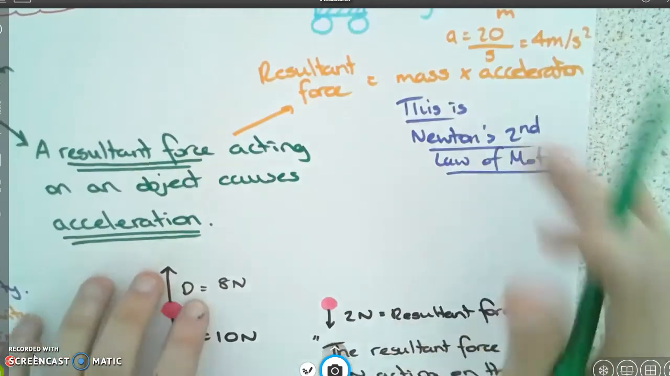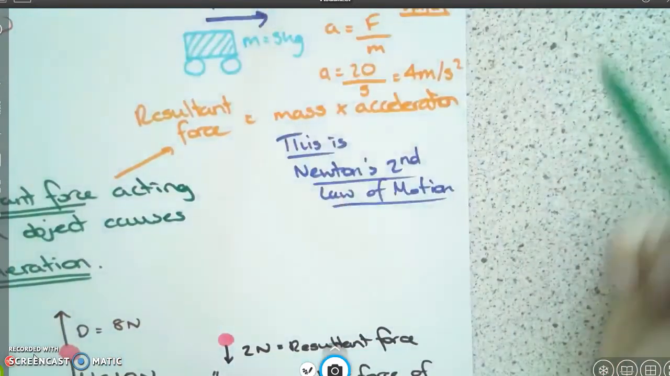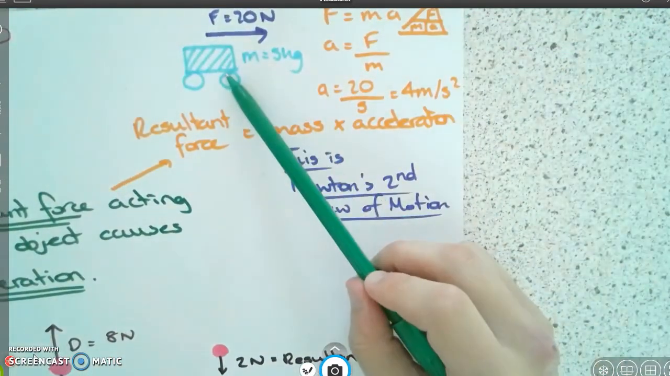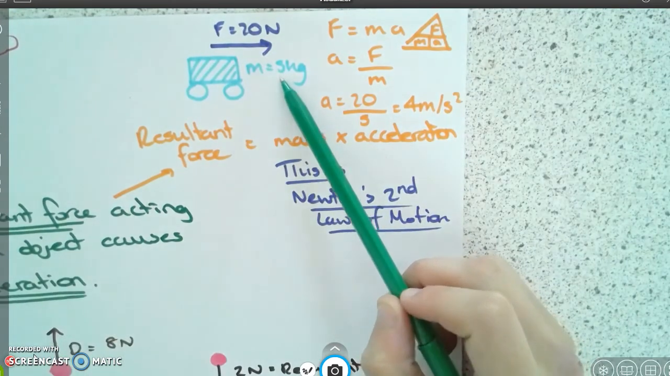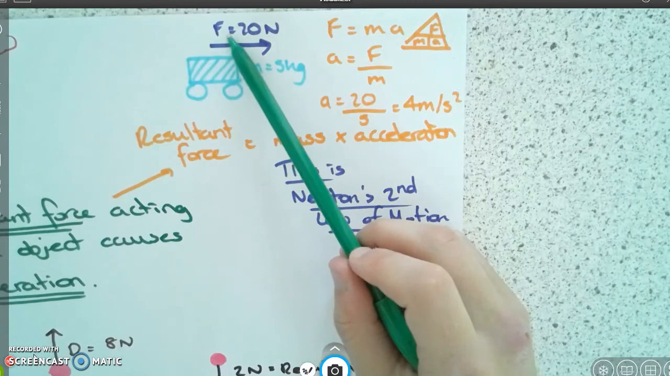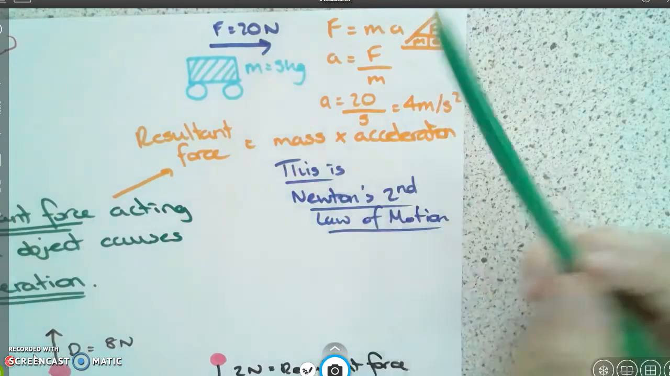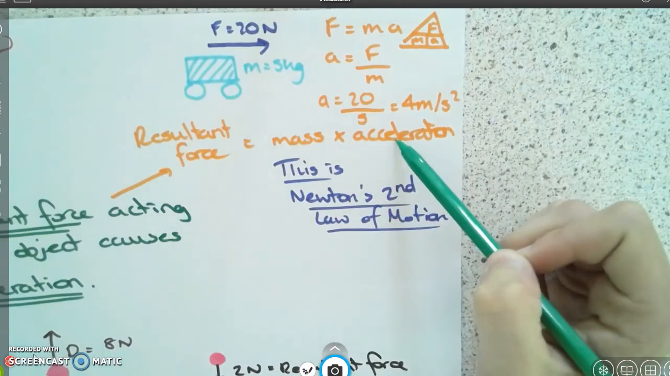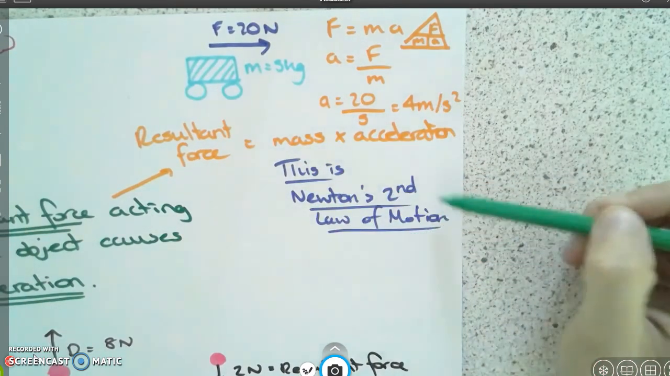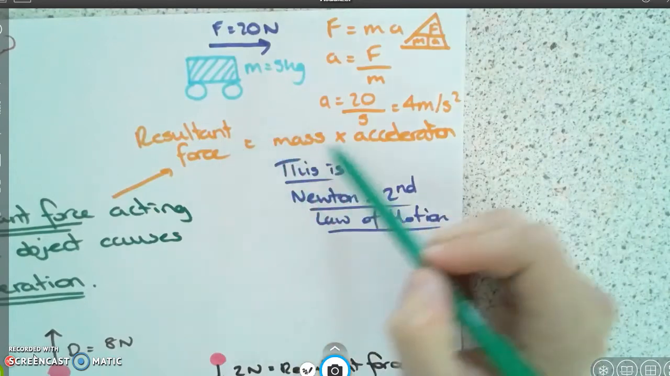Finally, we can add an equation into the mix here. Okay, so here we've got a cart, and that cart has a mass of 5 kilograms. And this cart has a resultant force acting on it of 20 newtons. So I can use this equation here, which is resultant force equals mass times acceleration. It's also called Newton's second law of motion. If that comes up, you can write that equation down.